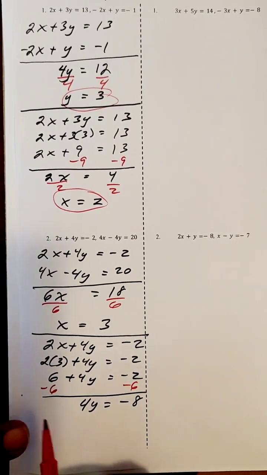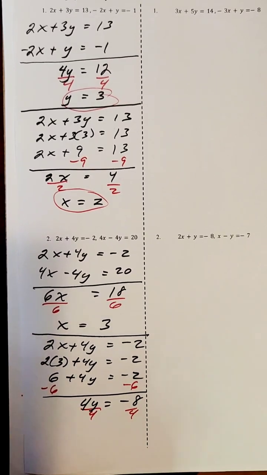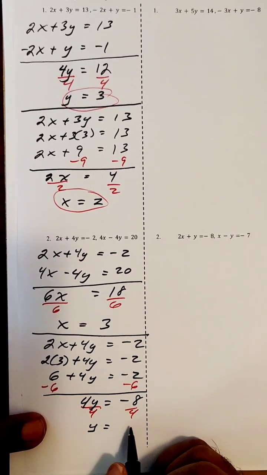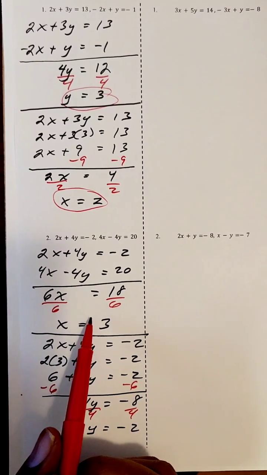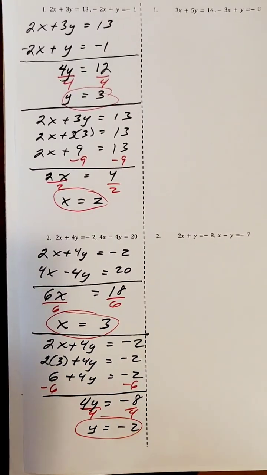Now to isolate the y, we're going to divide by 4 on both sides. And now we have just y equals negative 2. And those are our two solutions, or answers. X is 3, y is negative 2.